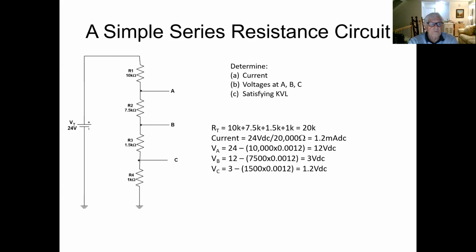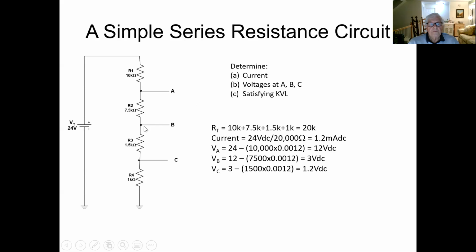Okay, it starts out from the VT, our battery. It goes first through R1, and when it goes through R1, we get a voltage drop from 24 volts minus the current times R1. So that gives us our value of VA: 24 minus 10K times 1.2 milliamps, or 12 volts. So point A is at 12 volts.